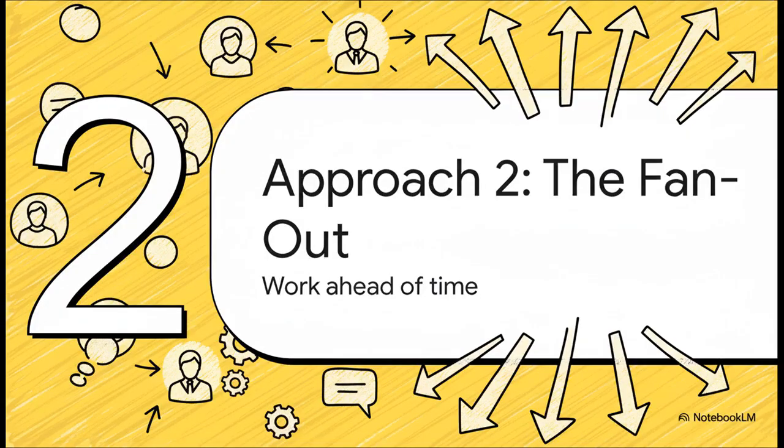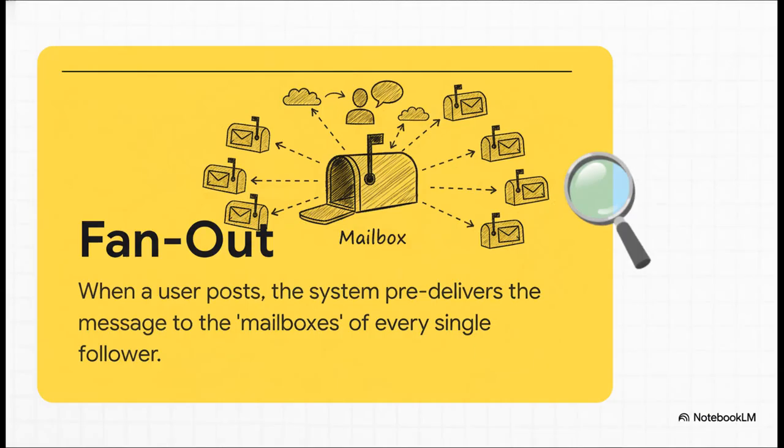And that brings us to approach number 2, the fan out. Now, this is where things get interesting, because this idea basically flips the entire problem on its head. Instead of doing all that work when you read your timeline, what if you did all the work when someone posts something? This is what's called the push method. The idea behind fan out is actually pretty brilliant. I want you to think of your timeline less like something that's built from scratch every time and more like a personal mailbox. So when someone you follow posts a message, the system instantly runs out and puts a copy of that message into the mailbox of every single one of their followers ahead of time.